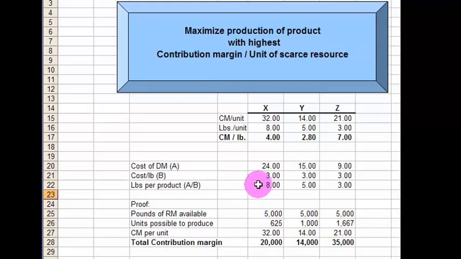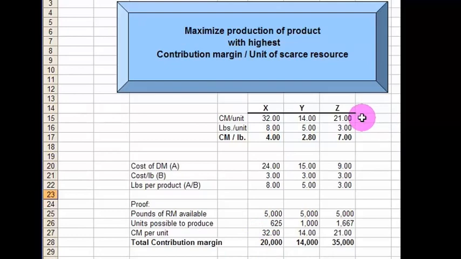So 5,000 divided by 8 is 625. So I can build 625 units of product X. I make $32 profit on each of them. Total contribution margin, if all I did was produce product X, would be $20,000.